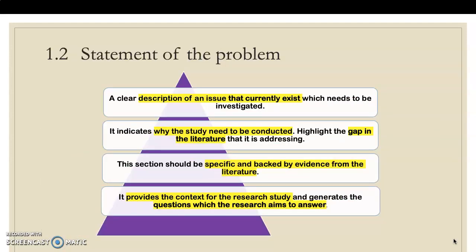Now the statement of the problem. Now that you have highlighted the issue just now, you elaborate on the issue under statement of the problem. You describe the issue that currently exists. You talk about why this study needs to be conducted, the gap in the literature, and then you back up your description of the issues with evidence from the literature, all right, and then you relate it later on to your research questions and research aims.